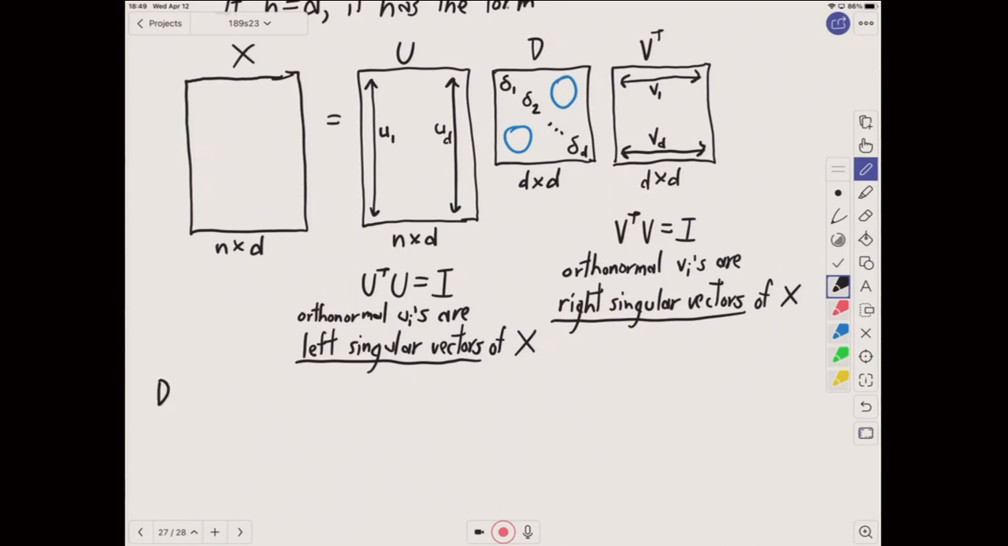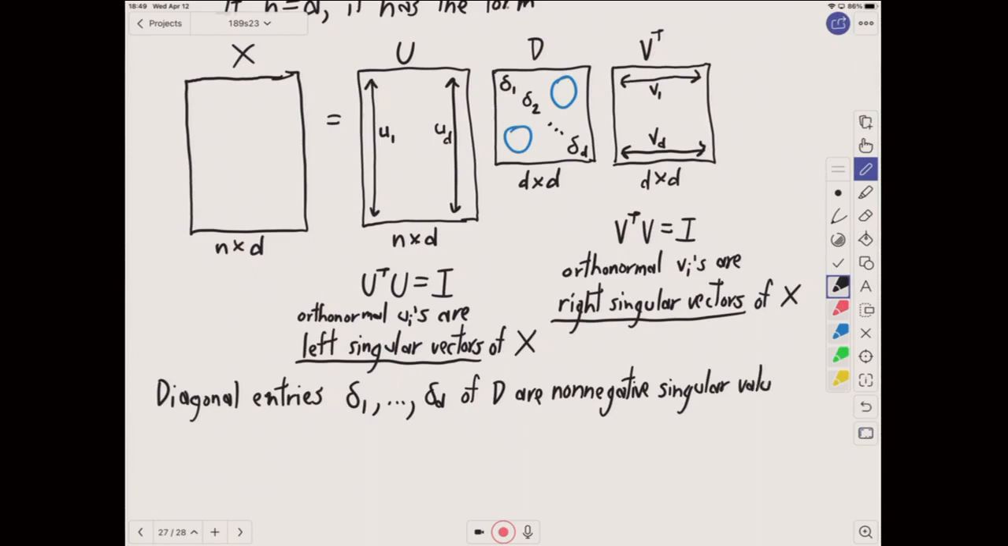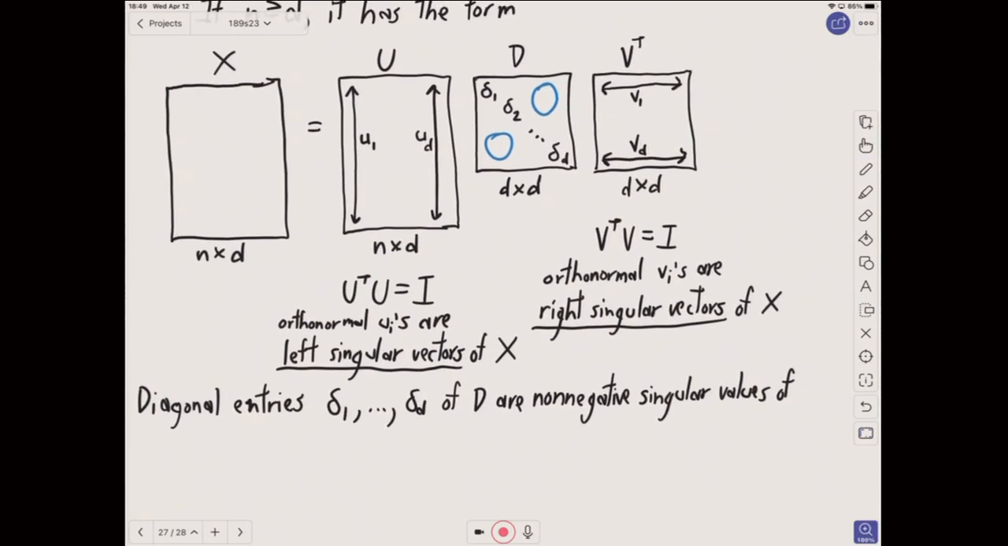And the diagonal entries of the matrix in the middle, the matrix capital D, remember they are delta 1 through delta D, are called the singular values of X. And those are always going to be non-negative by convention.